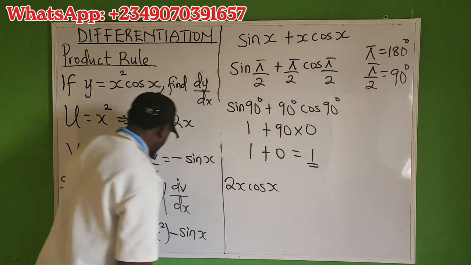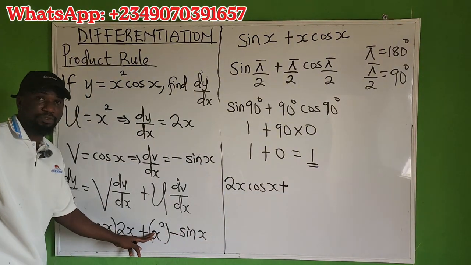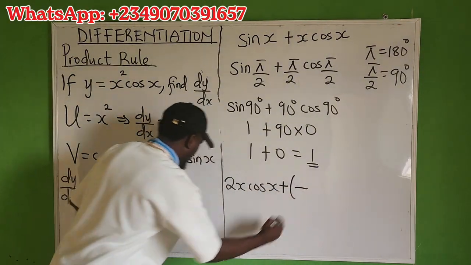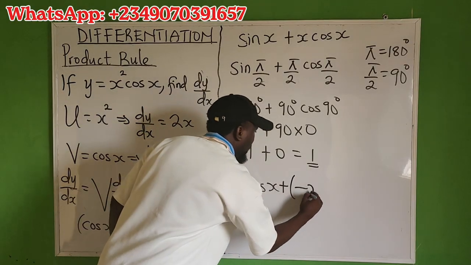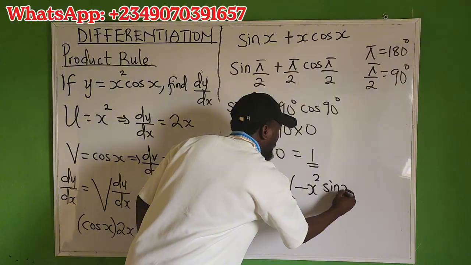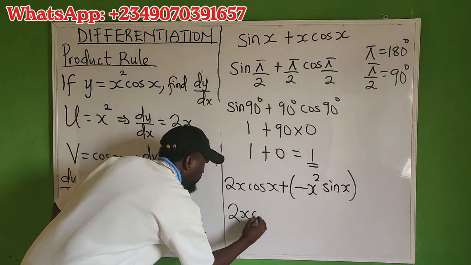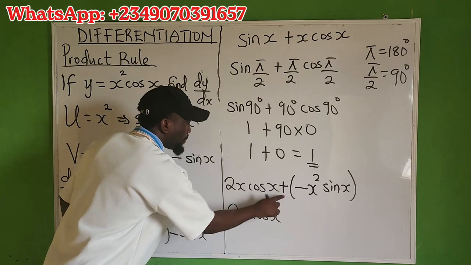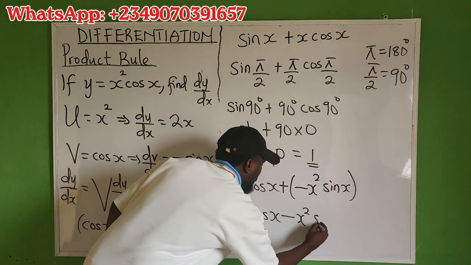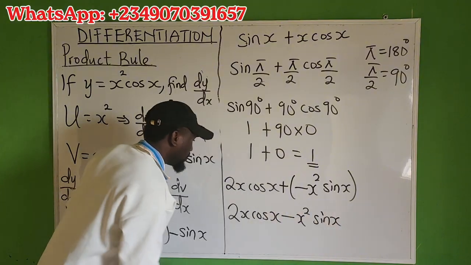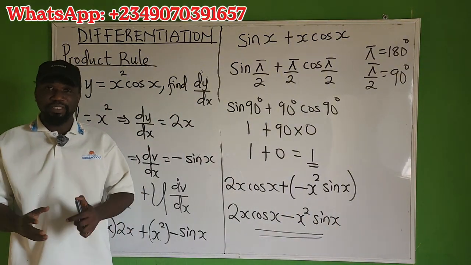So we have this plus here. Then plus times minus will give us minus. And x squared multiplied by sine x will give us x squared sine x. So we now have 2x cos x plus times minus, that is minus. So we have minus x squared sine x. So this is the answer. I believe you get it now.